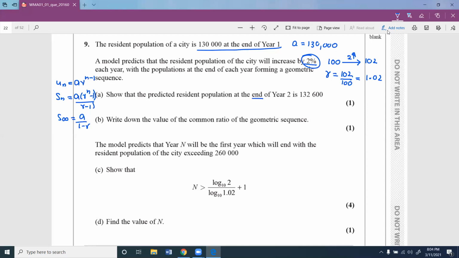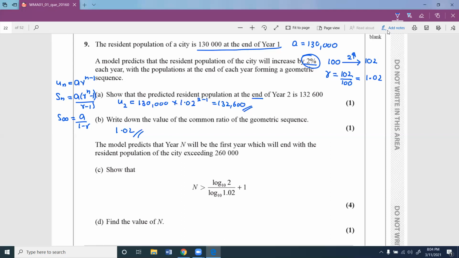You have to work out U2, the second term. End of first year is the first term, end of second year is the second term, right? So you can say A is 130,000, r is 1.02, to the power 2 minus 1. With this you can say 132,600. Show that around the common ratio. This is pretty simple. You can write this is 1.02. We already found it over here.